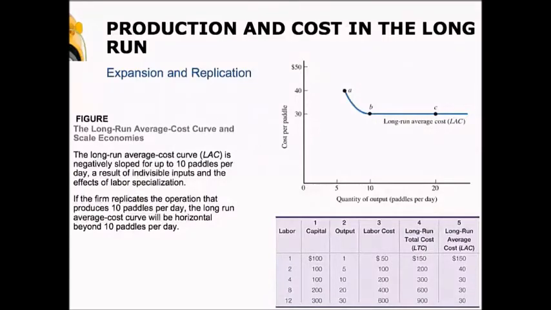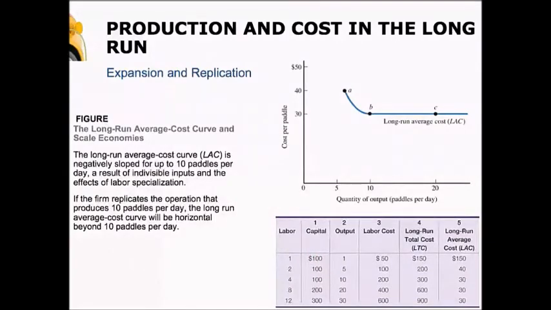Here we're looking at the production of paddles, and the total long-run average cost of paddles. Now what's interesting is it's going to take the shape of an L, and most long-run average cost curves take a shape of an L. And why is that? That's because for the first quantity of output, when we have low levels of output, we don't have to change the amount of capital that we have.